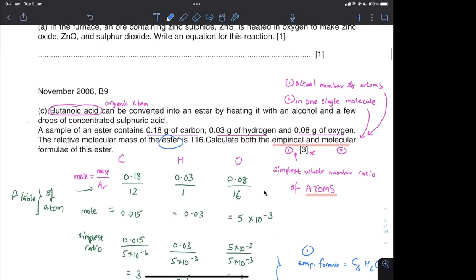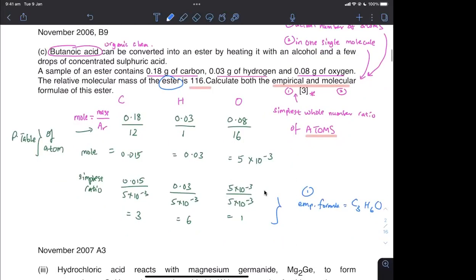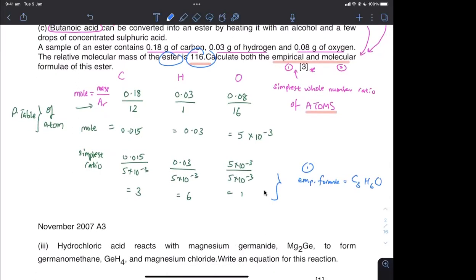Is there a previous part of this question? Now there is no way I can get the molecular formula. Oh yeah, there is a way because they give me the molecular mass. So the molecular formula is the actual number of atoms in one single molecule. So what is the Mr of the empirical formula? The Mr of the empirical formula, you can multiply it by a scaling factor, will give you the Mr of the molecular formula.